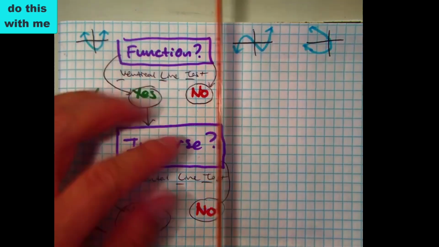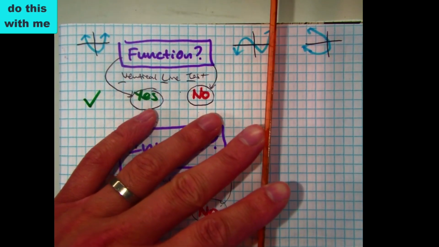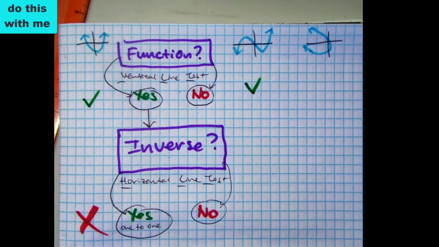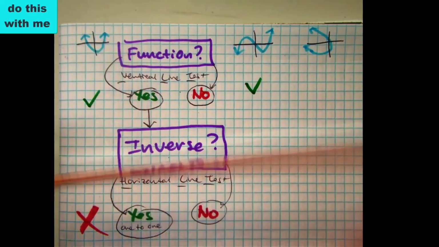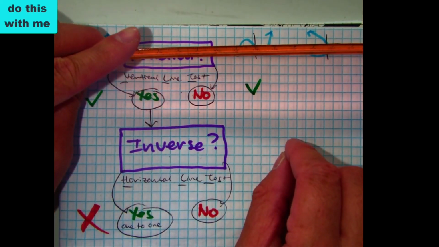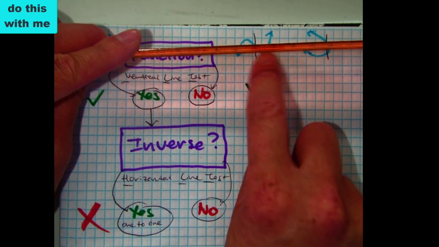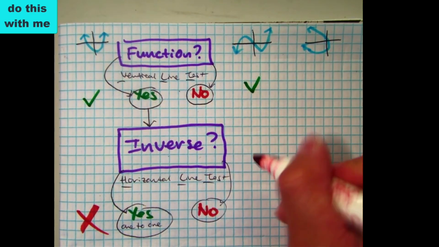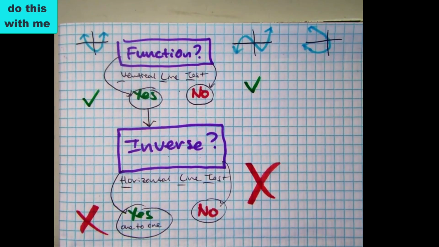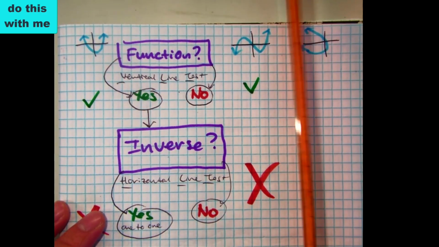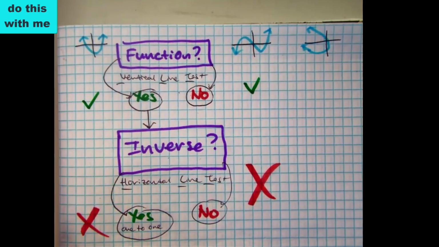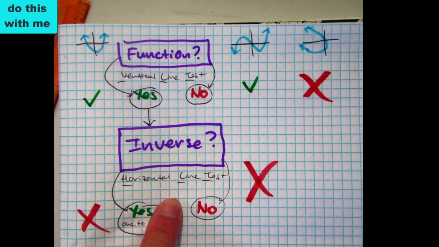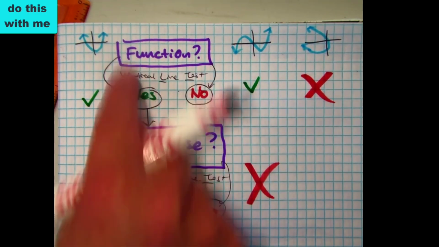Let's try this one. Class, is this a function? Yes. Horizontal line test. Pass or fail? Right, it's touching there multiple times. So, although it is a function, I cannot take the inverse. Class, should I ask the question about the inverse? No, right? It just stops right there.